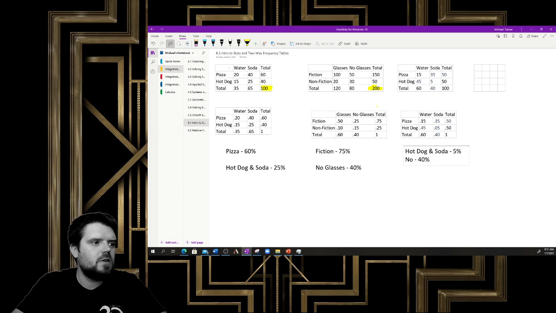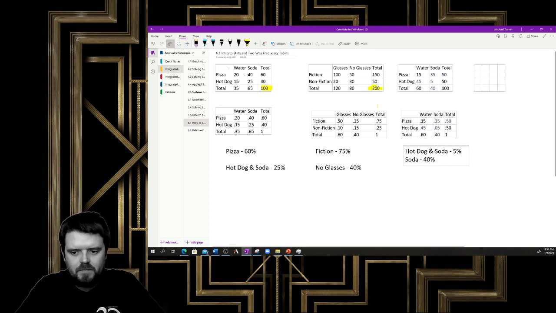Probability that someone ordered a soda. Go to where the total for soda is. That's 0.40, so 40%. And that's pretty much it for relative frequency tables.